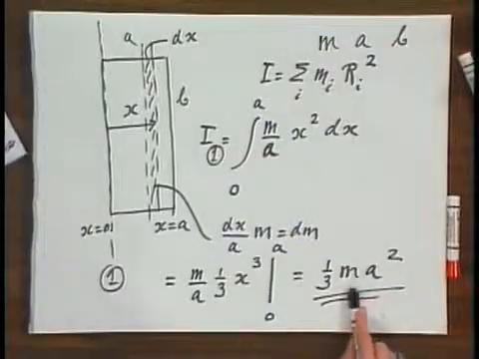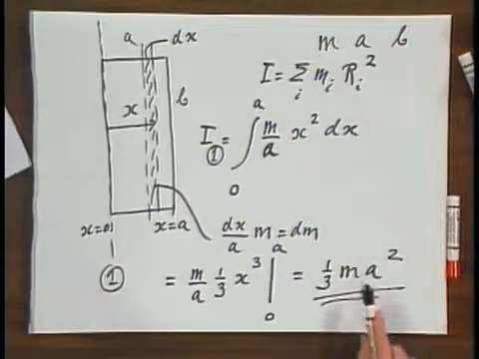And this result you can probably find in most tables. Most tables, not all, will give you the moment of inertia of this rectangular sheet if you rotate it about an axis that goes through one of the sides. So this is not something you want to remember, but it is something that you see you can derive.